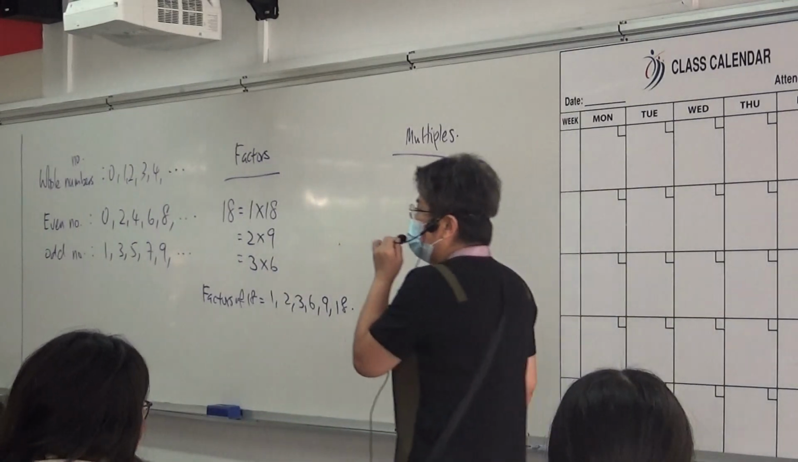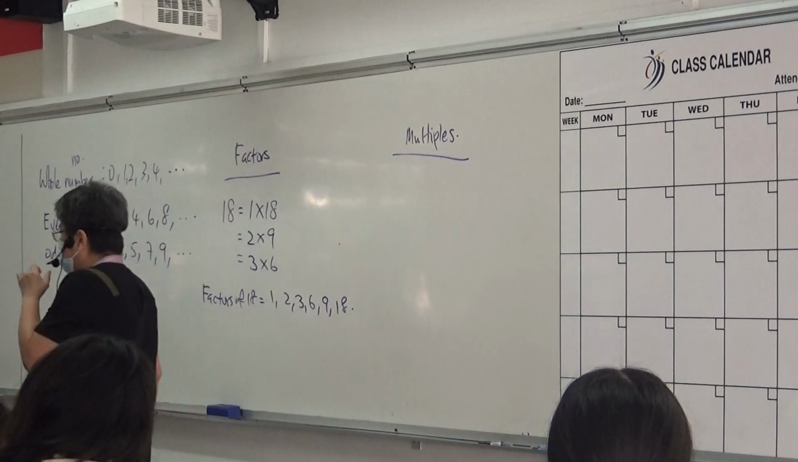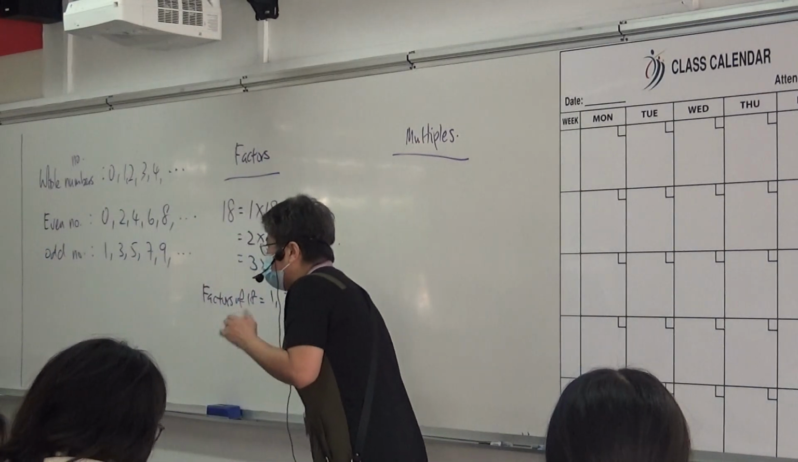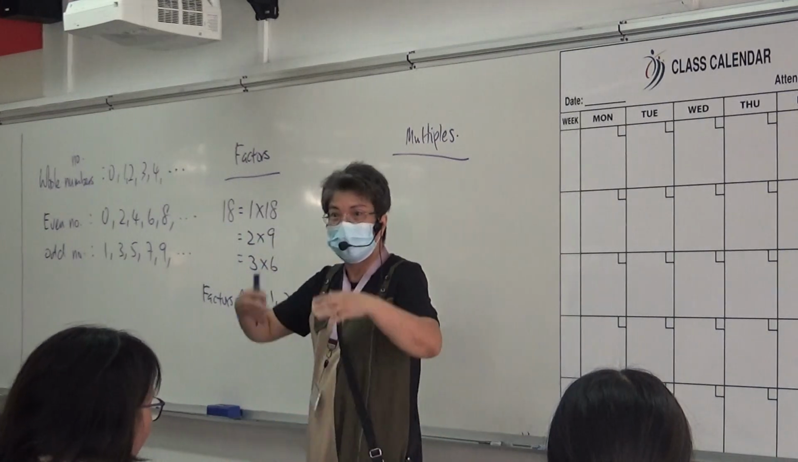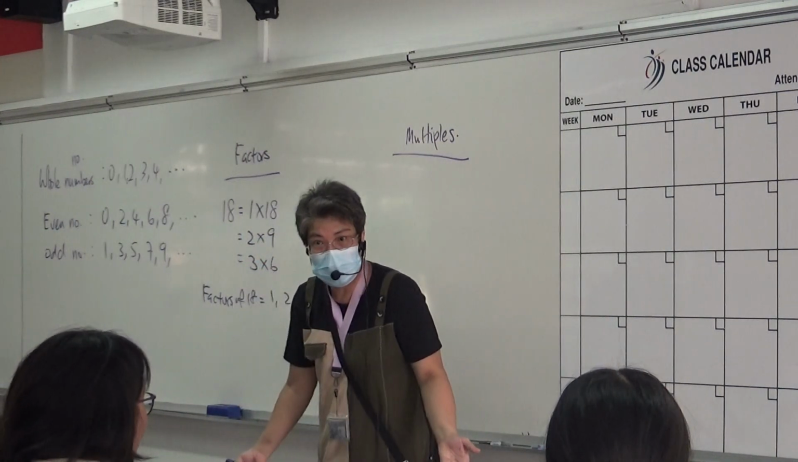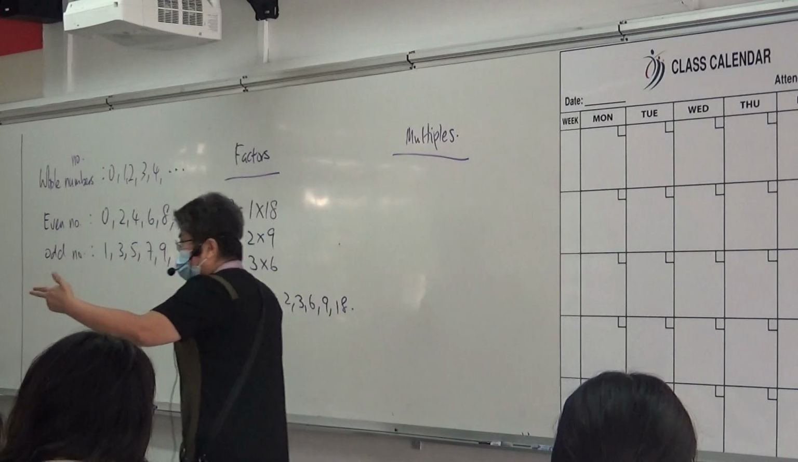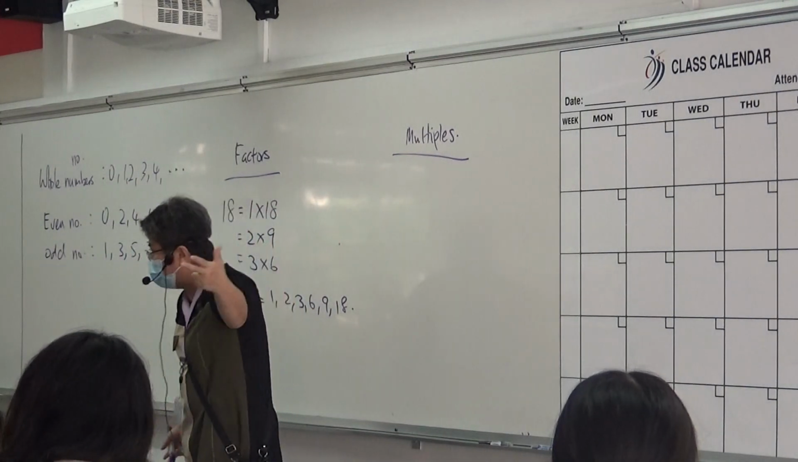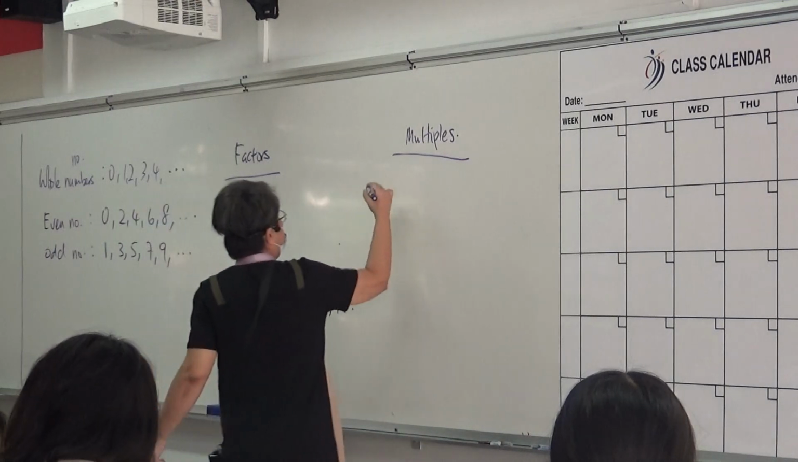Later on, we are going to do highest common factor and lowest common multiple, and your primary school method doesn't work, because the numbers can be very big. So what type of method can we use? I will show you the primary school method first, to show that it has limits. Are you all clear? Okay, now, what are multiples?